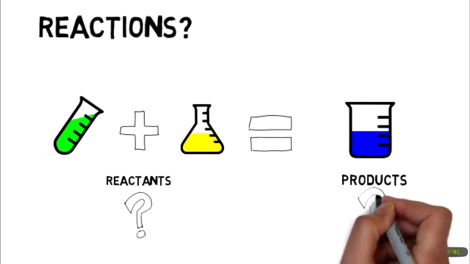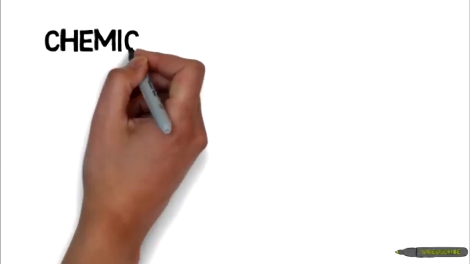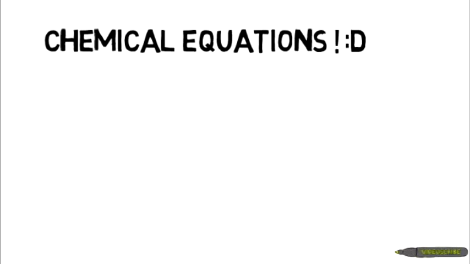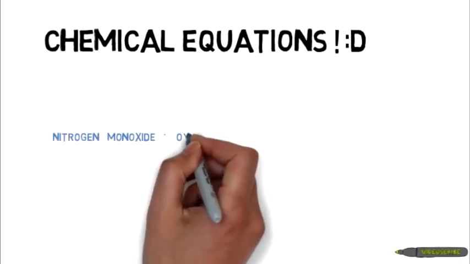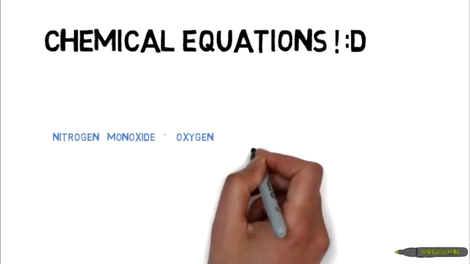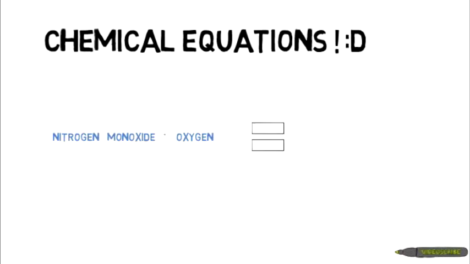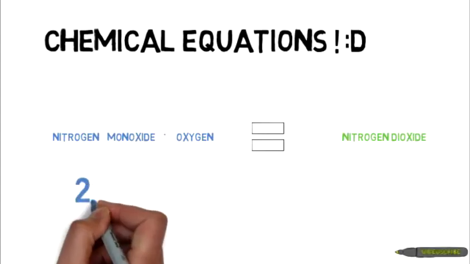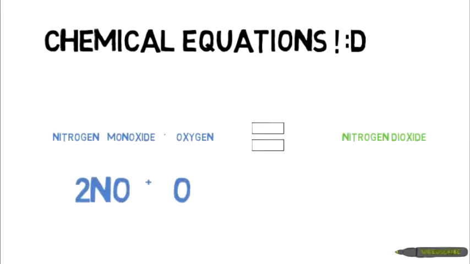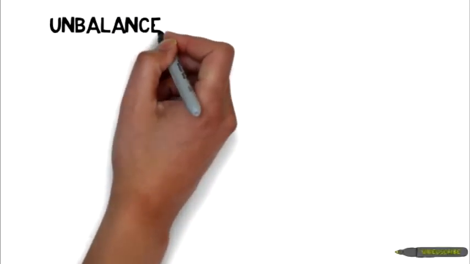But how do we know what the reactants and the products of a reaction are? Luckily, we have chemical equations. Chemical equations, like any other equation, have two sides. If we want to represent the reaction of nitrogen monoxide plus oxygen, which will give us nitrogen dioxide, we present it as 2NO plus O2, which gives us 2NO2. And the arrow shows the direction of the reaction.